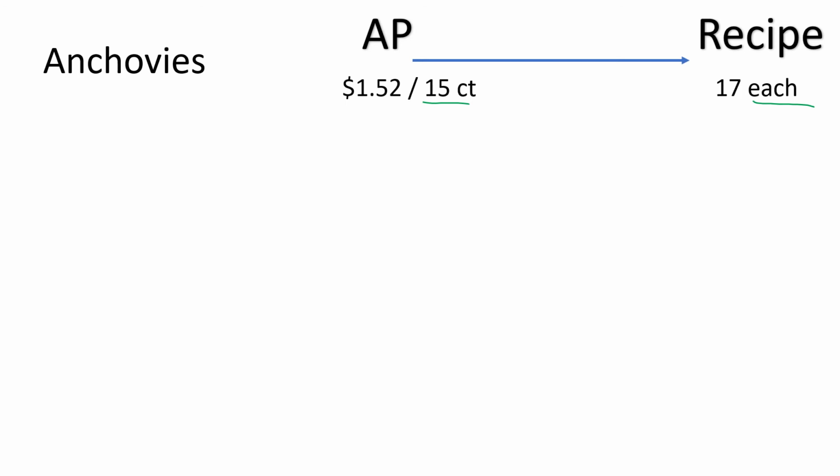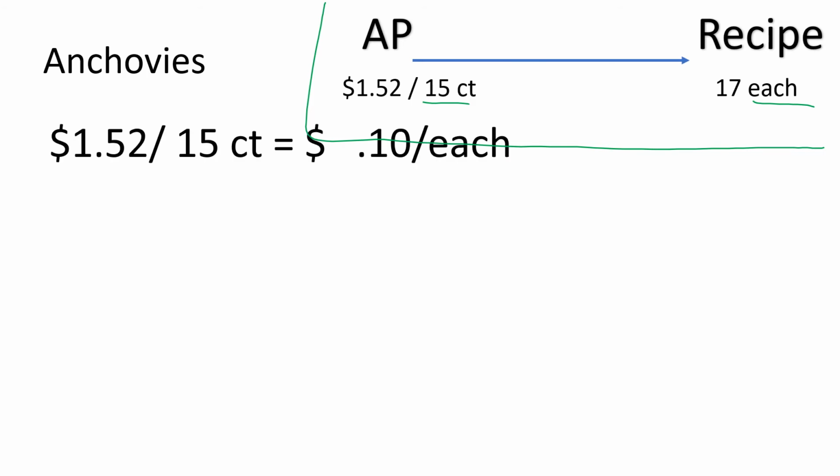And that's why I encourage you to do this little arrow thing on every single recipe. It's going to show you what your starting point is, and it's going to show you where your finish line is. And that's going to help you figure out what you need to do in between to get to the finish line. So in this case, $1.52 divided by 15 gives me 10 cents per fillet.